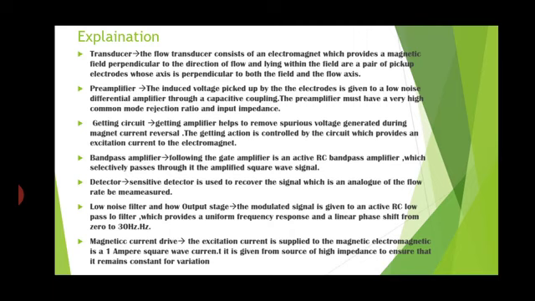Low pass filter and output stage. The modulated signal is given to an active RC low pass filter which provides a uniform frequency response and a linear phase shift from 0 to 30 Hz. Magnetic current drive. The excitation current supplied to the electromagnet is a 1 ampere square wave current. It is given from a source of high impedance to ensure that it remains constant despite variations.